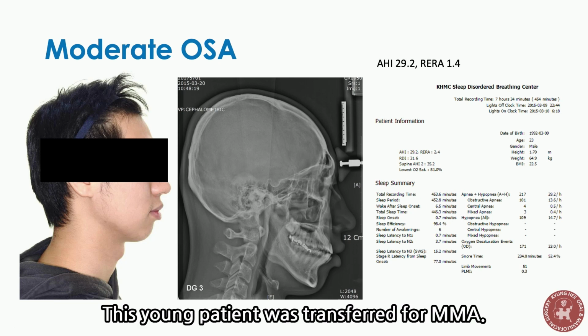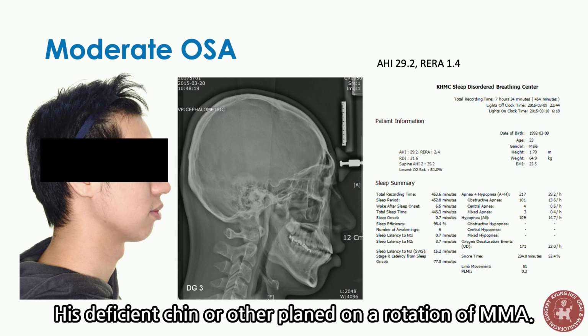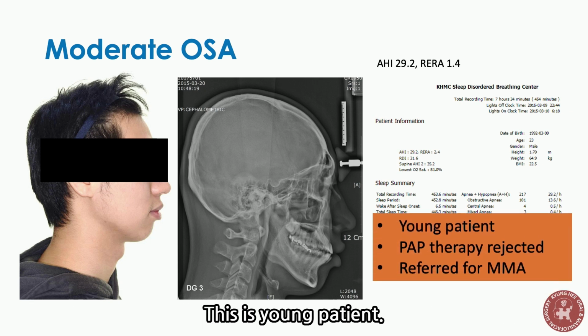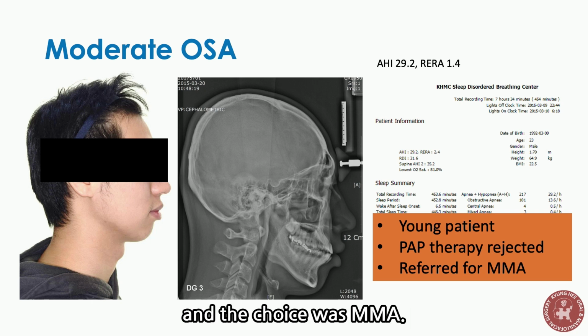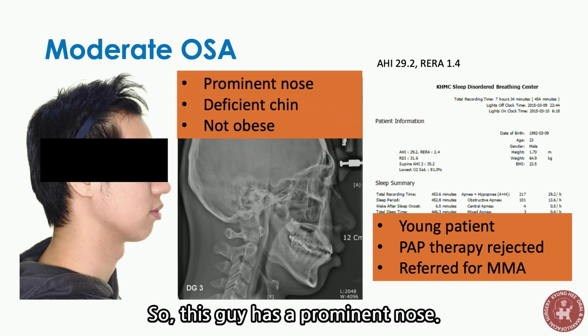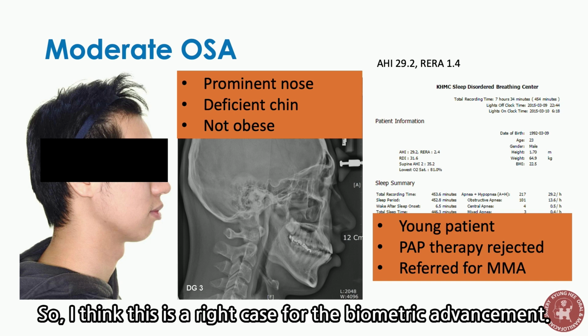This young patient was transferred for MMA. Some conservative treatment sessions were not that successful. His deficient chin led us to plan a rotation MMA. This is a young patient. Actually, CPAP was rejected by the patient, and the choice was MMA. So this guy has a prominent nose. The chin was a little bit deficient and he was not that obese. So I think this is a right case for the bimaxillary advancement.